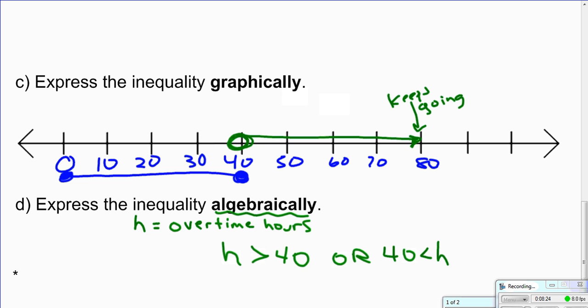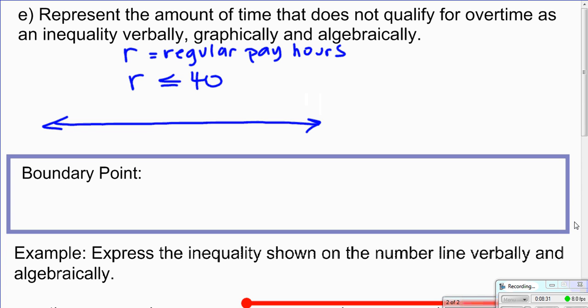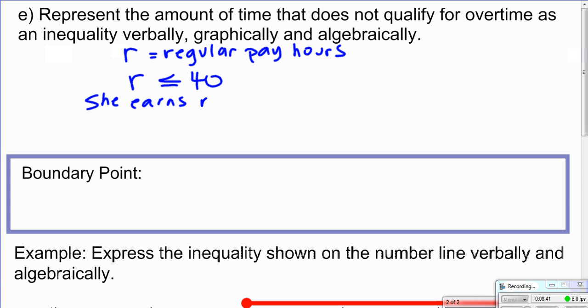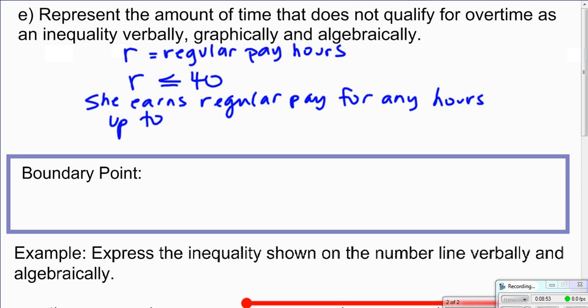Okay? And then verbally, we could say she earns regular pay for any hours up to and including 40 hours, let's say, per week. That's probably important. Okay, so graphically, verbally, algebraically.